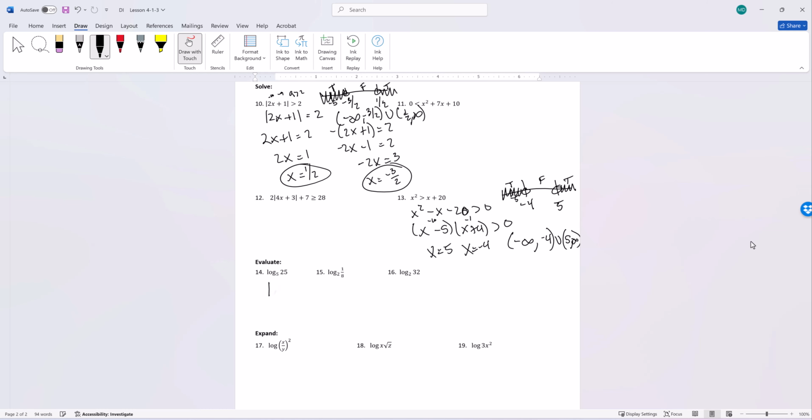Evaluating these logs, what power do I need to raise 5 to get 25? So that's going to be 5 squared, which is going to be 2. That 8, what power do I need to raise 2 to get 1/8? And so for that, we can bring that 8 to the top. And I can write that as 2 to the third. And the -1 and the 3 would multiply. So you're going to get -3.